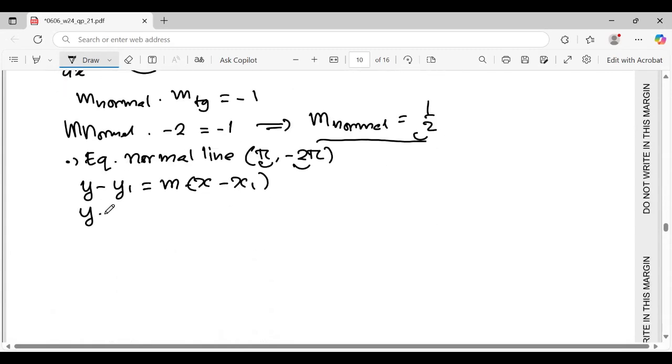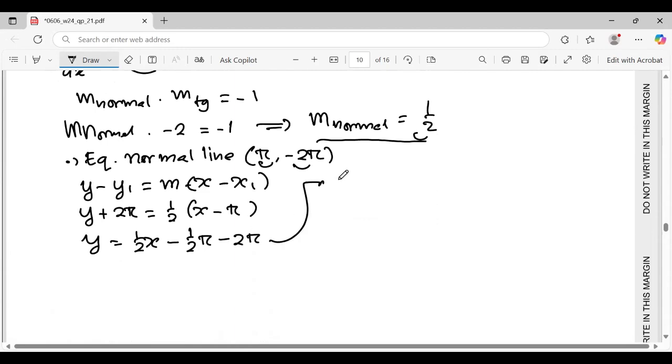So it's going to be y minus this one becomes plus 2 pi, and 1/2 x minus pi, like this, becomes y equals 1/2 x minus 1/2 pi minus 2 pi, becomes y equals 1/2 x minus 5/2 pi, like this.